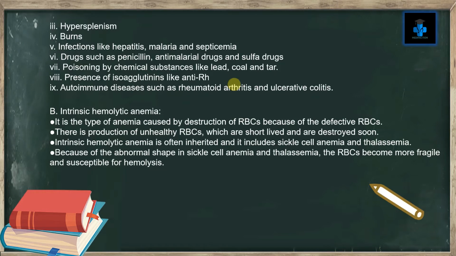Otherwise, intrinsic hemolytic anemia. In this type of anemia, it is caused by destruction of RBCs because of defective RBCs. There is production of unhealthy RBCs, which are short-lived and are destroyed soon. Intrinsic hemolytic anemia is often inherited and it includes sickle cell anemia and thalassemia. Because of the abnormal shape in sickle cell anemia and thalassemia, the RBCs become more fragile and susceptible to hemolysis or easy destruction.